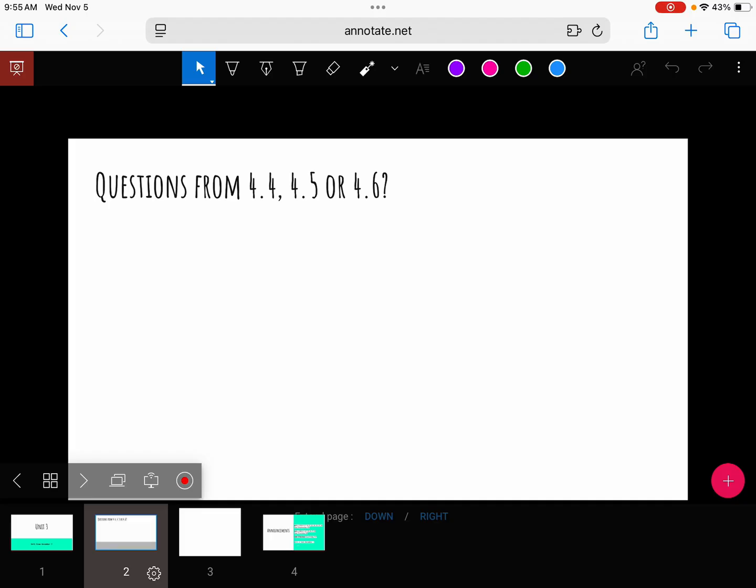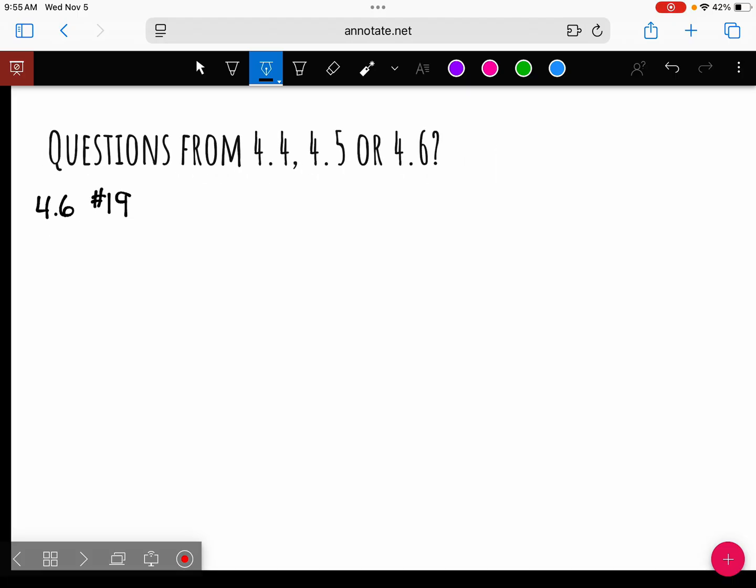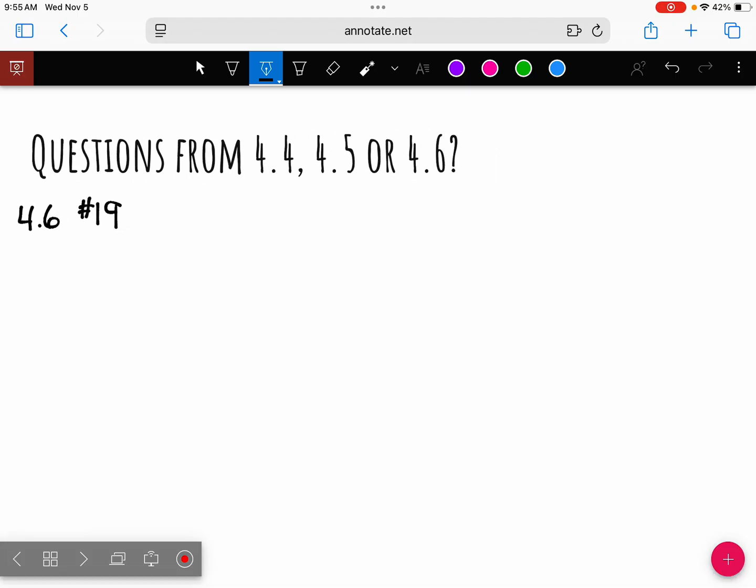So, let me look. Let's see which one I want to do. Let's go ahead and do 19. So we'll do 4.6, number 19. I know I had lots of people that had hands up. Any other we want to pick out right now? I was just saying if anyone else wanted to chat one out right here while we're here. Totally fine. We can make that choice later. So let's look at 4.6, number 19.